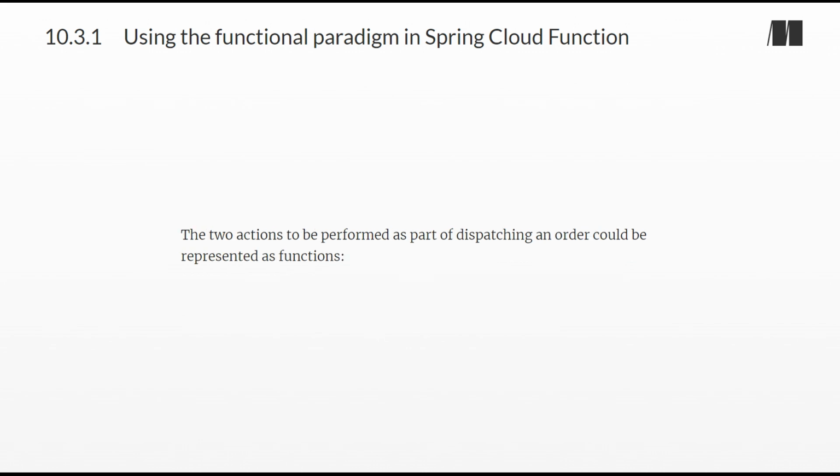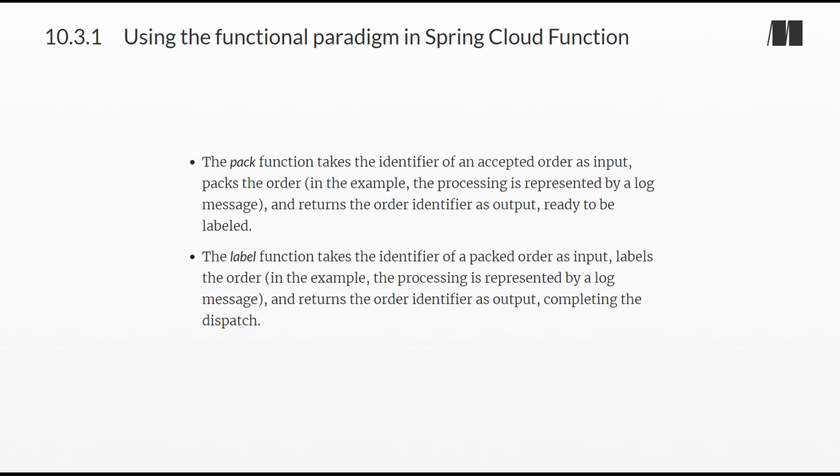The two actions to be performed as part of dispatching an order could be represented as functions. The pack function takes the identifier of an accepted order as input, packs the order, in the example the processing is represented by a log message, and returns the order identifier as output, ready to be labeled. The label function takes the identifier of a packed order as input, labels the order, in the example the processing is represented by a log message, and returns the order identifier as output, completing the dispatch.